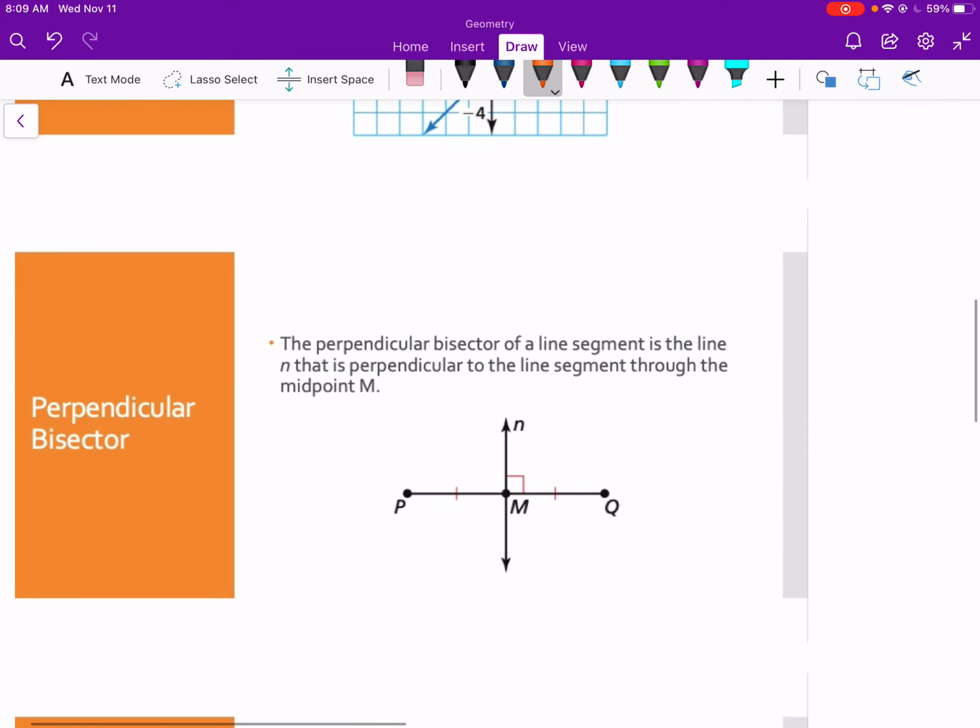A perpendicular bisector is a bisector that is just perpendicular to the segment. So when we talk about bisectors, remember that means it cuts it in half. And now we're just saying a perpendicular bisector is a special type of bisector that meets it at a right angle, cuts it in half at a right angle. So in this case, N is a perpendicular bisector of PQ.